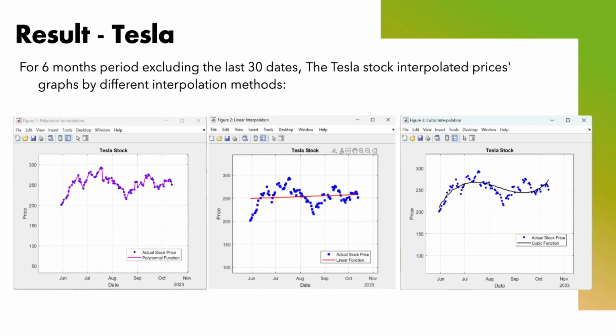So this is a Tesla 6 months interpolation. From the left to the right, they are Lagrange, least square linear, least square cubic. As you can see, these three trend lines that are in the purple, red, and dark black, they can measure the trend very well. But just from eye, you can see Lagrange has the best. I would say Lagrange for stock market is very accurate.